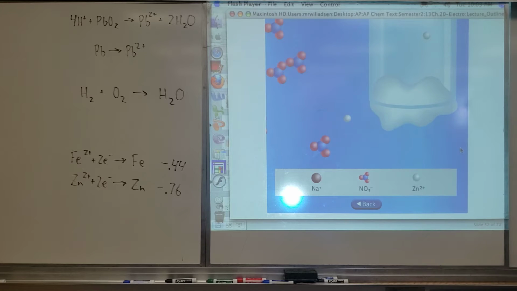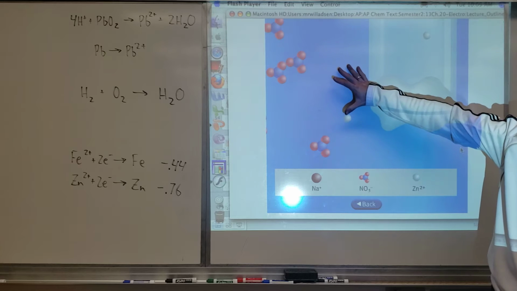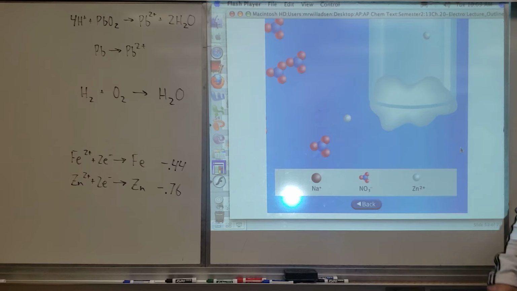See what happens? The negative nitrate ions flow into the solution containing the zinc electrode, and the positive zinc 2+ ions move in the opposite direction to balance the charge. See, otherwise there'd be a buildup of zinc 2+ ions. But what's happening is the negative nitrate ions are coming in and stabilizing that, so there's not a buildup of positive charge.